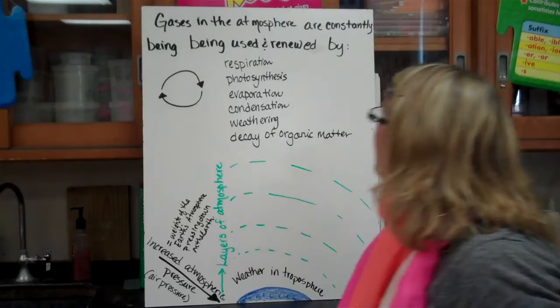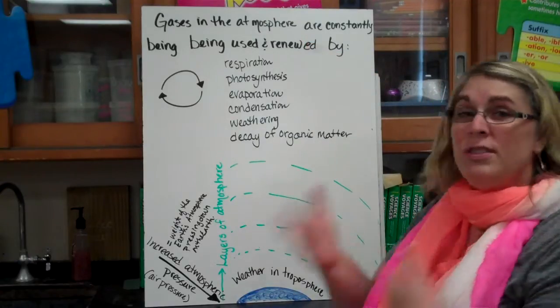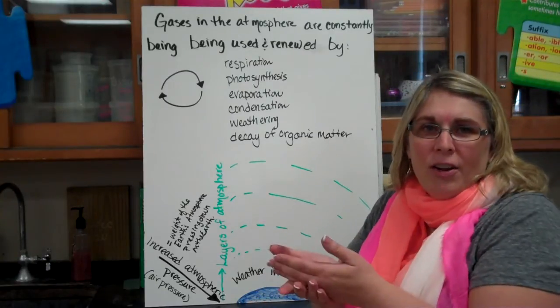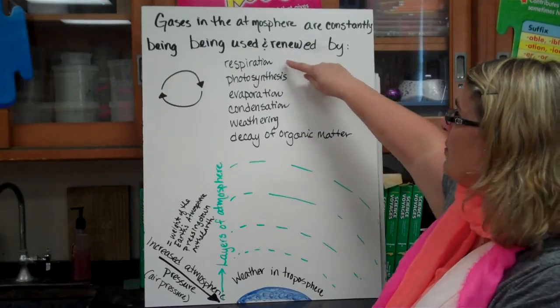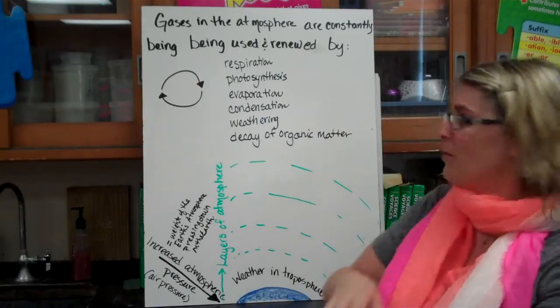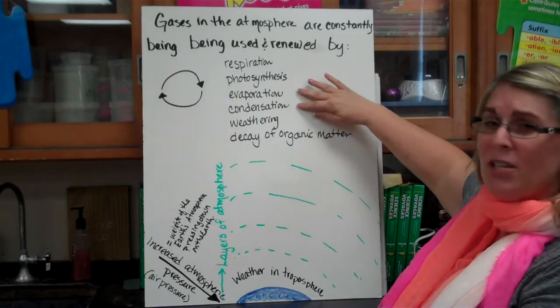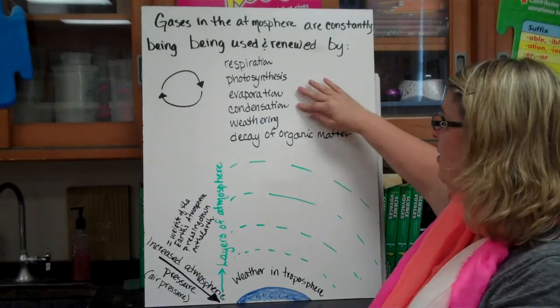All right, the next thing is that the gases in the atmosphere are constantly being used up and renewed, but I told you they were constant, right? So the rate that they're used up and the rate that they're renewed is fairly constant. The way that that happens is through respiration and photosynthesis, and they're actually chemical equations that are opposites from each other. And everything is happening in a cycle. Or evaporation and condensation, which you're going to learn as we do the water cycle later on this month.